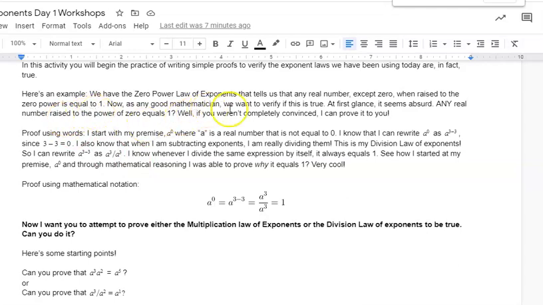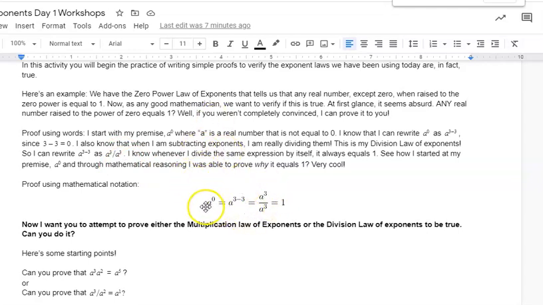Now, as any good mathematician, we want to verify if this is true. As a class, it seems absurd. Any real number raised to the power of 0 equals 1? Well, if you weren't completely convinced before, I can prove it to you. Here's the proof I'm going to do verbally. I'm going to explain the same thing written here so you can read it.